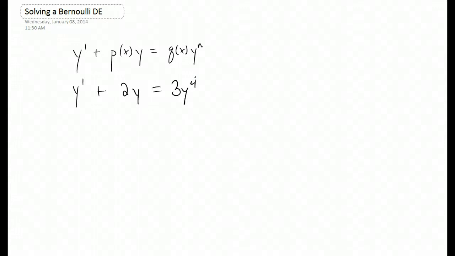For the first step in solving these Bernoulli DEs, we're actually going to divide by the y to the n. Whatever this y to the n is, we're going to divide through by that. And if we do that, we're going to get y to the negative fourth, y prime, plus 2y to the negative third equals 3. We got y to the negative third because we divided y by y to the fourth, and the power comes out to be negative 3.